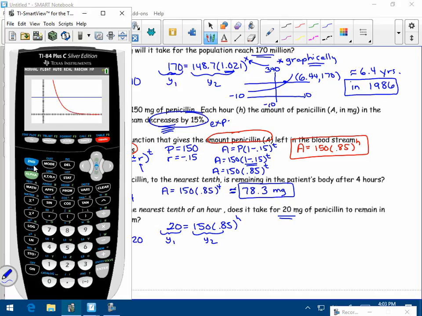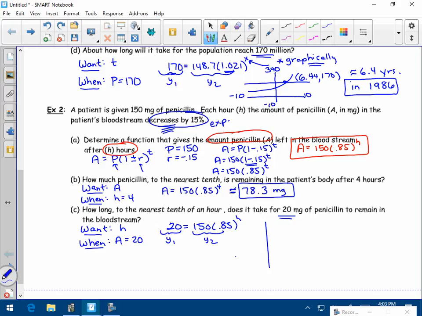So I can do second calc intersect. First curve, second curve, guess. It's like 12.4-ish. This is the nearest tenth of an hour. 12.4 comma 20. Make sure you show me your graph for the work.